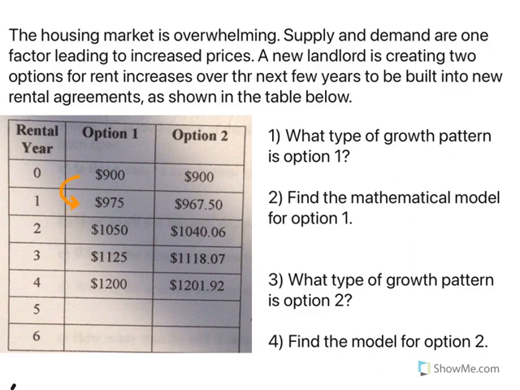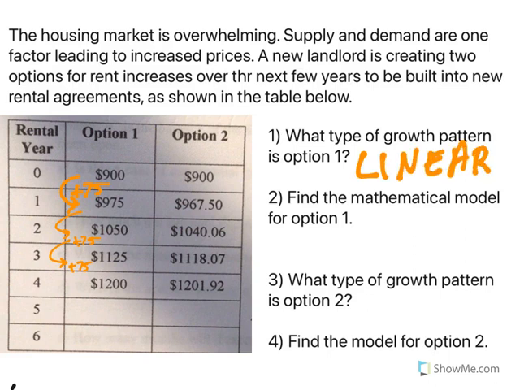I go from 900 to 975, which is an addition of $75. 975 to 1050, that's 75 more. 1050 to 1125, it's plus 75 more. We are adding a constant number, so this is linear.